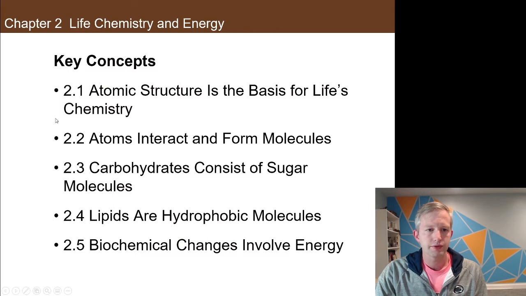Throughout the chapter, there's a bunch of different topics. So we start with chemistry, a basic understanding of why biology depends upon chemistry. Then carbohydrates and lipids, and a little bit about energy before we get into the next chapter, where we dive more deeply into energy as it relates to biochemistry and enzymes.